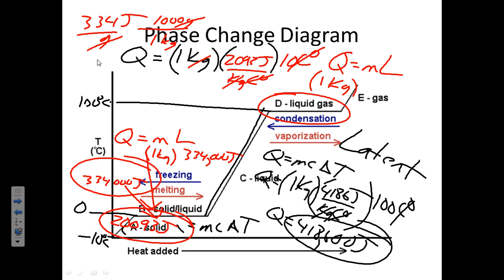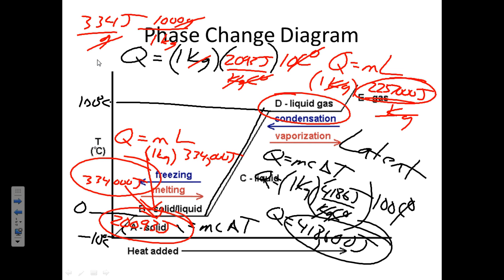So we're going to take 1 kilogram and multiply it by 2257, but now that's joules per gram. So we need joules per what? Kilogram. So what do we need to do to this number? Add 3 zeros to it, right? So 2,257,000. Cancel out the kilograms. So it takes this much heat to change liquid water at 100 to what? Steam at 100.